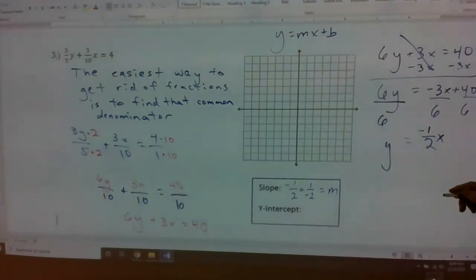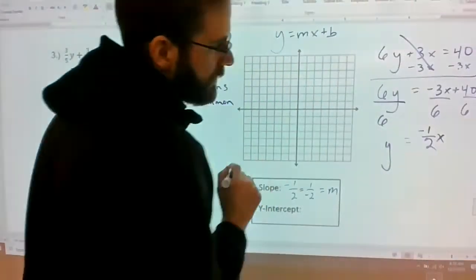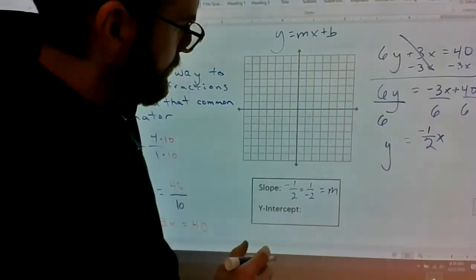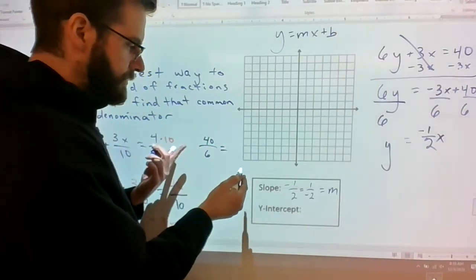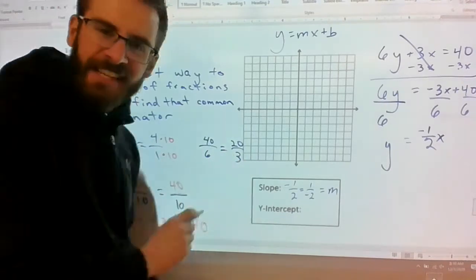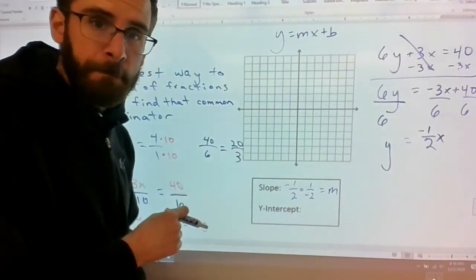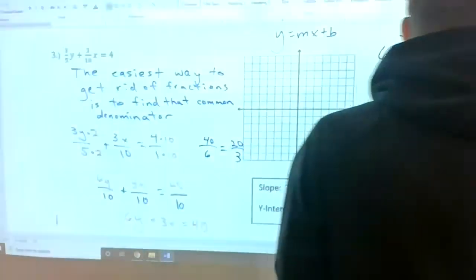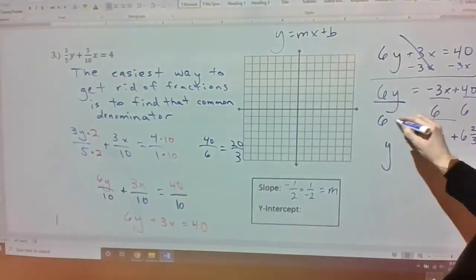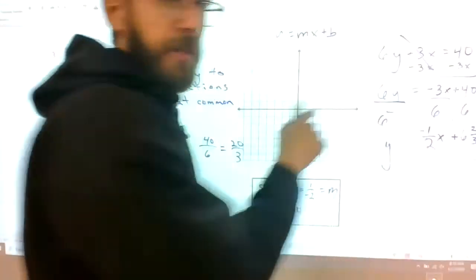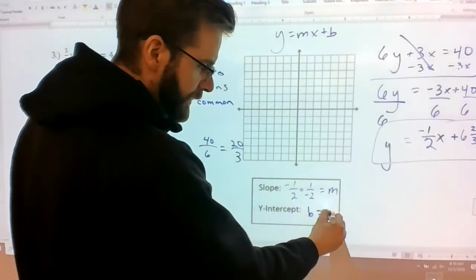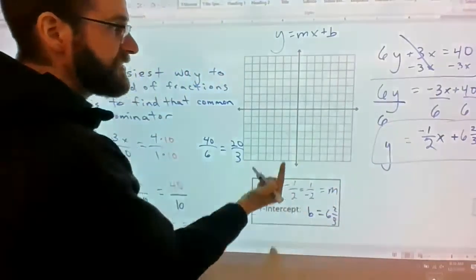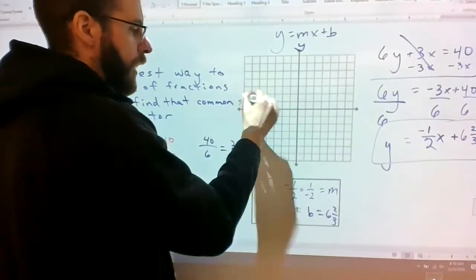Your b value is going to be, wow, a lot of mixed numbers on this assignment. Hey, that's the one we just had. 20 over 3. 6 2/3. Although this time it's positive 6 2/3. There's our equation. We already got the slope written. The starting point's going to be 6 2/3. That means it's up 6 2/3 on the y-axis.